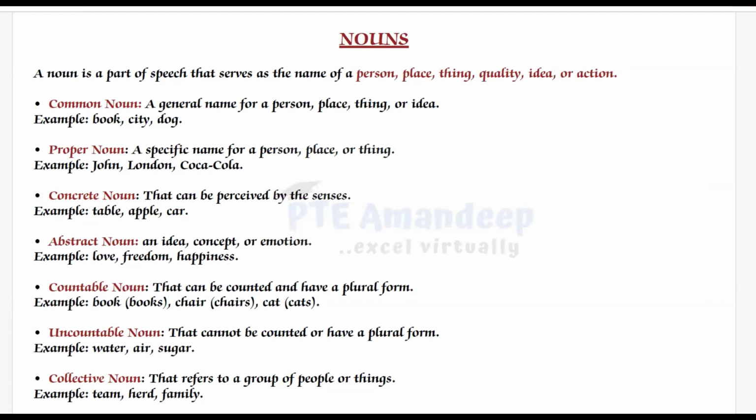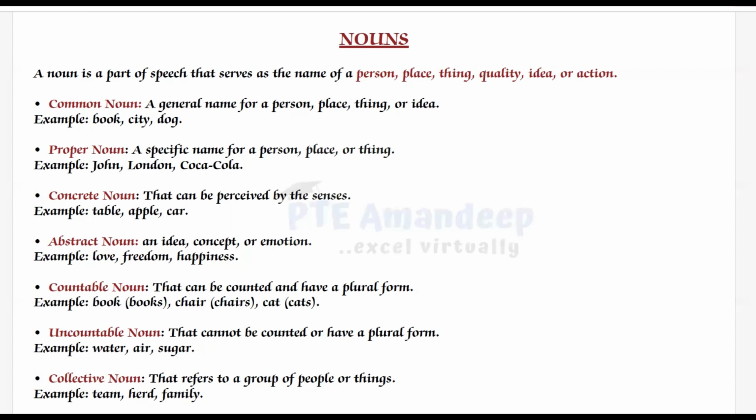First of all, nouns. As we all know, what is the definition of a noun? It serves as the name of any person, place, thing, quality, idea, or any kind of action. So, that means the name of any of these is called a noun. There are a few types of nouns: common, proper, concrete, abstract, countable, uncountable, as well as collective nouns. I've shared an example of each of them.